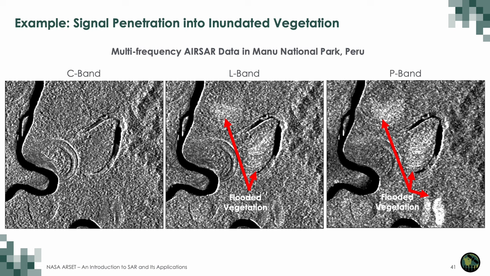So note all of the white areas in the P-band image that are either not present or less bright and extensive in the L-band image or the C-band image, where there's hardly any flooded vegetation detected.